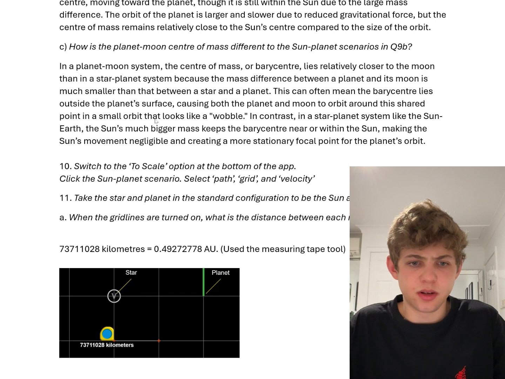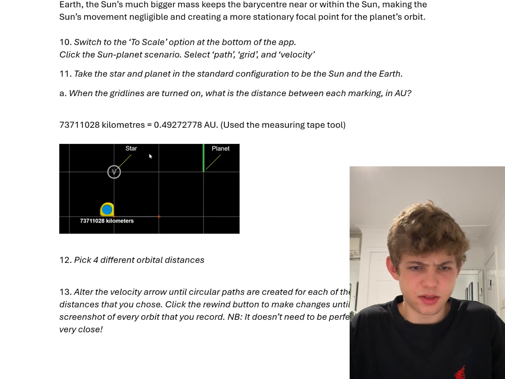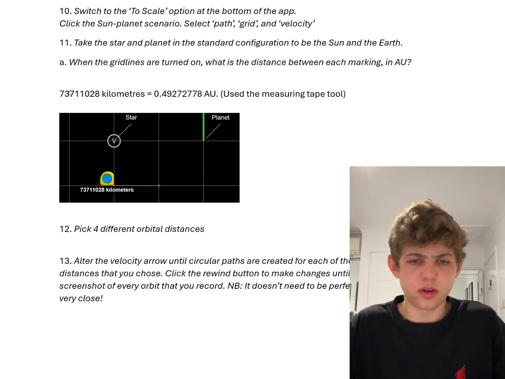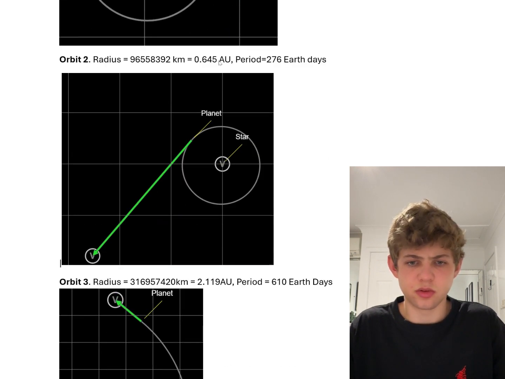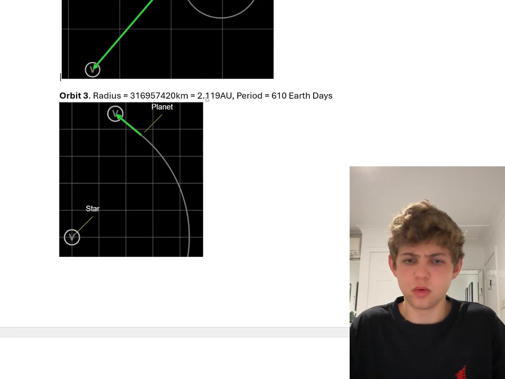Now for question 11, this radius here is around 0.49 astronomical units. I picked 4 orbital distances. One is 0.2 AU, one is 0.6 AU, one is 2.1 AU, one is 0.985 AU.